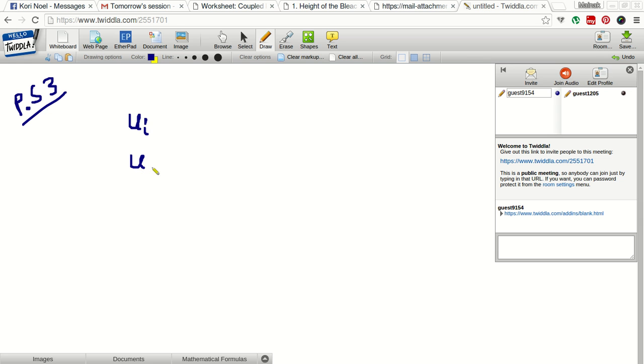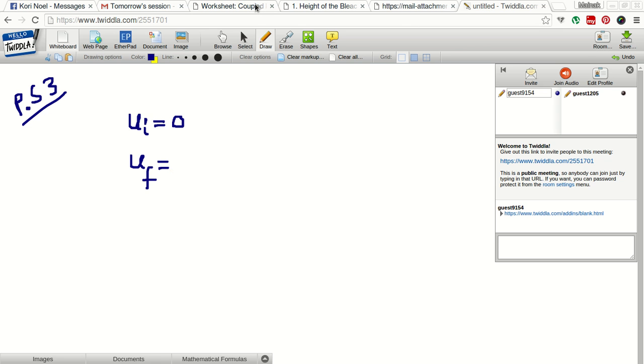uf. U is the velocity. Okay, so ui is for initial velocity. uf is for final velocity. Right? Okay. So how much is the initial velocity? First, you tell me. 0 meters per second. Why? Because it was at rest. Correct? And what is the final velocity?